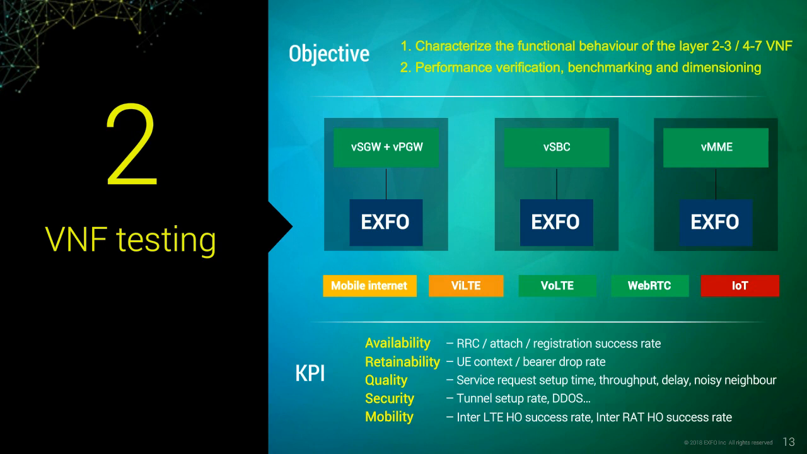Let me give an example. So for level 2 to 3 VNFs, you can consider a router. vRouter is a level 2 to 3 VNF, and level 4 to 7 VNFs are vFirewall, or even the mobile network VNFs, as you see in this picture, such as vSBC, vMME, vS Gateway, vP Gateway. These are level 4 to 7 VNFs.